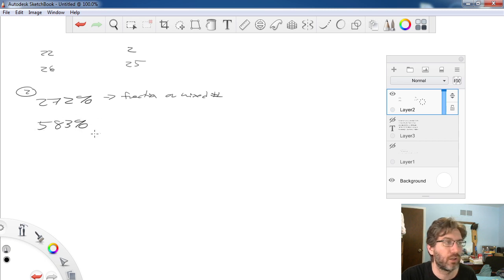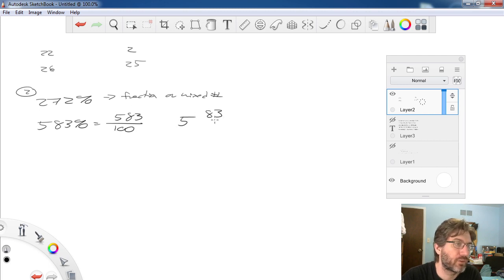And again, to make that a fraction, you're going to use your definition of what a percent is, and it's just parts of 100. So this is equal to 583 out of 100. Then you're going to simplify this fraction as a mixed number. You ask yourself, how many times does 100 go into 583? Well, it goes 5 times, and 83 left over, so that's your numerator over 100. Then you figure out if you can reduce 83 over 100, which I'm not so sure you can.